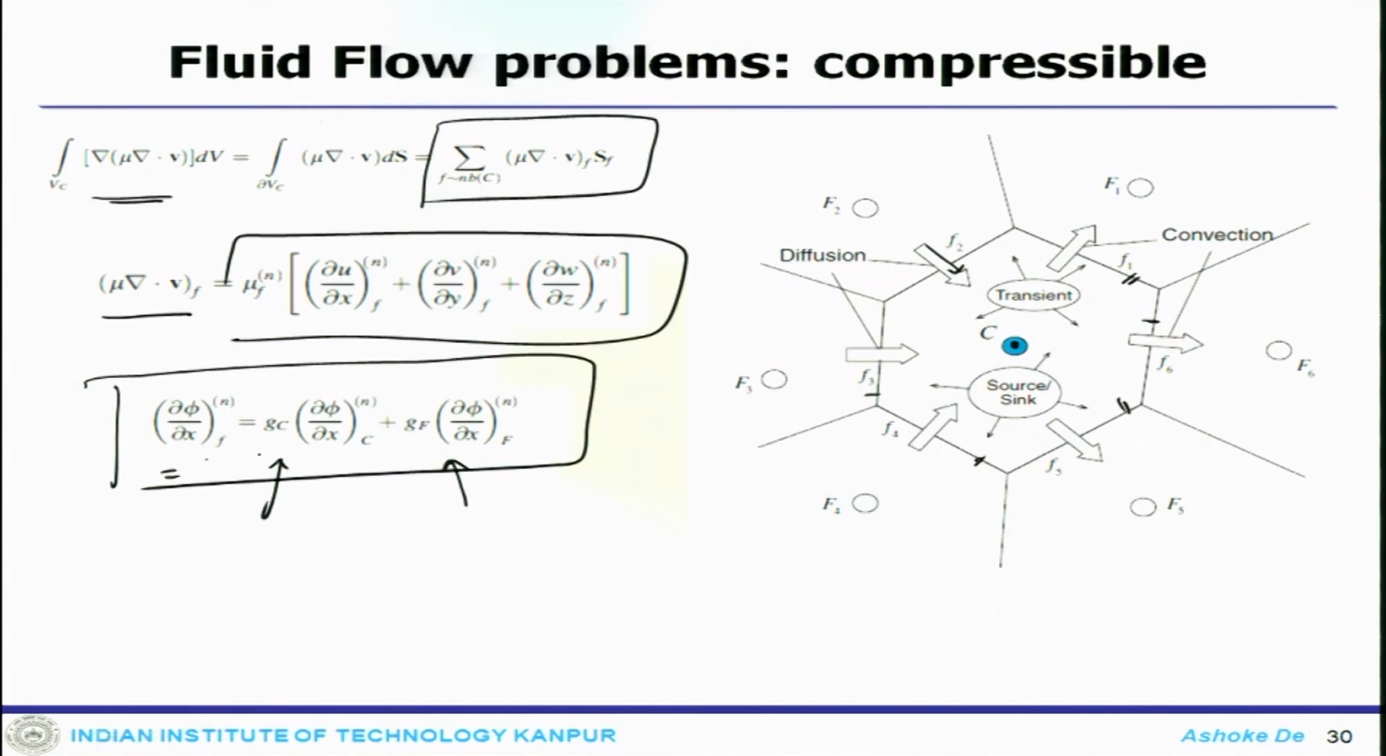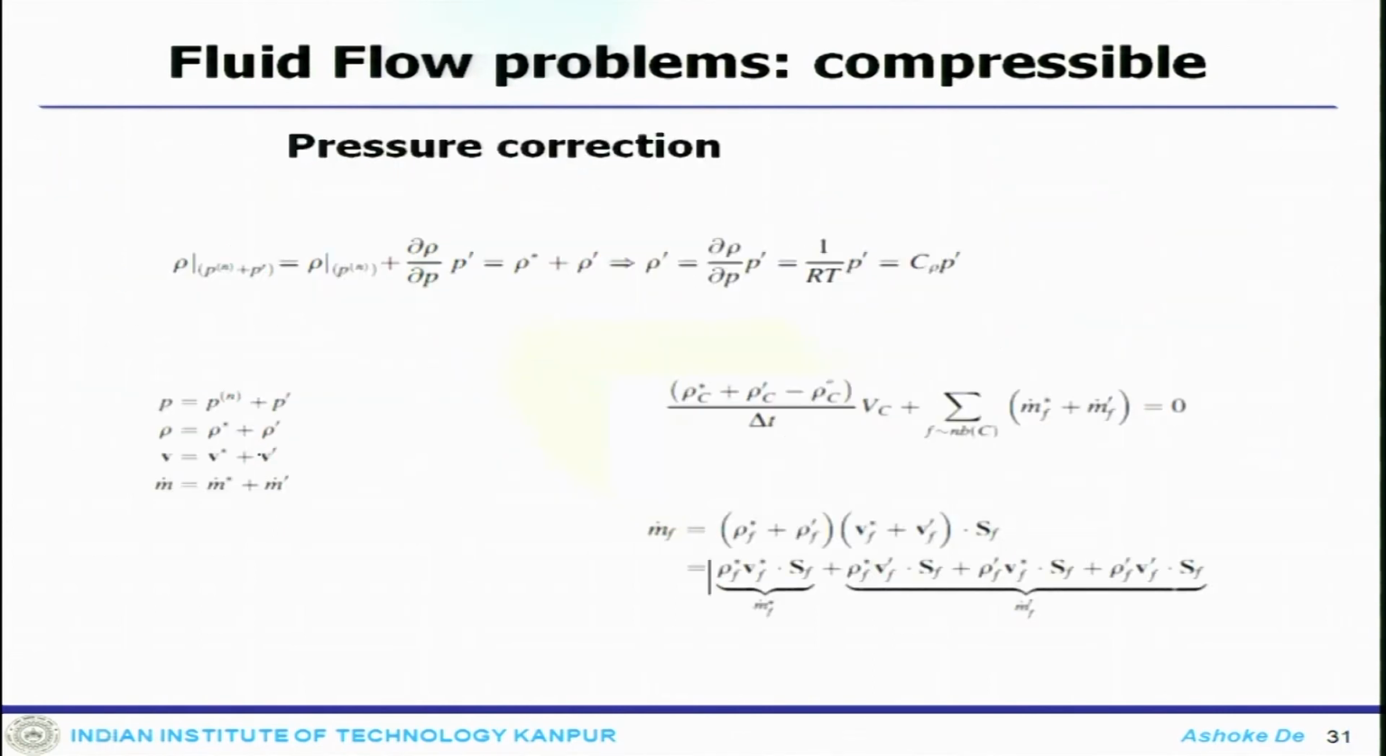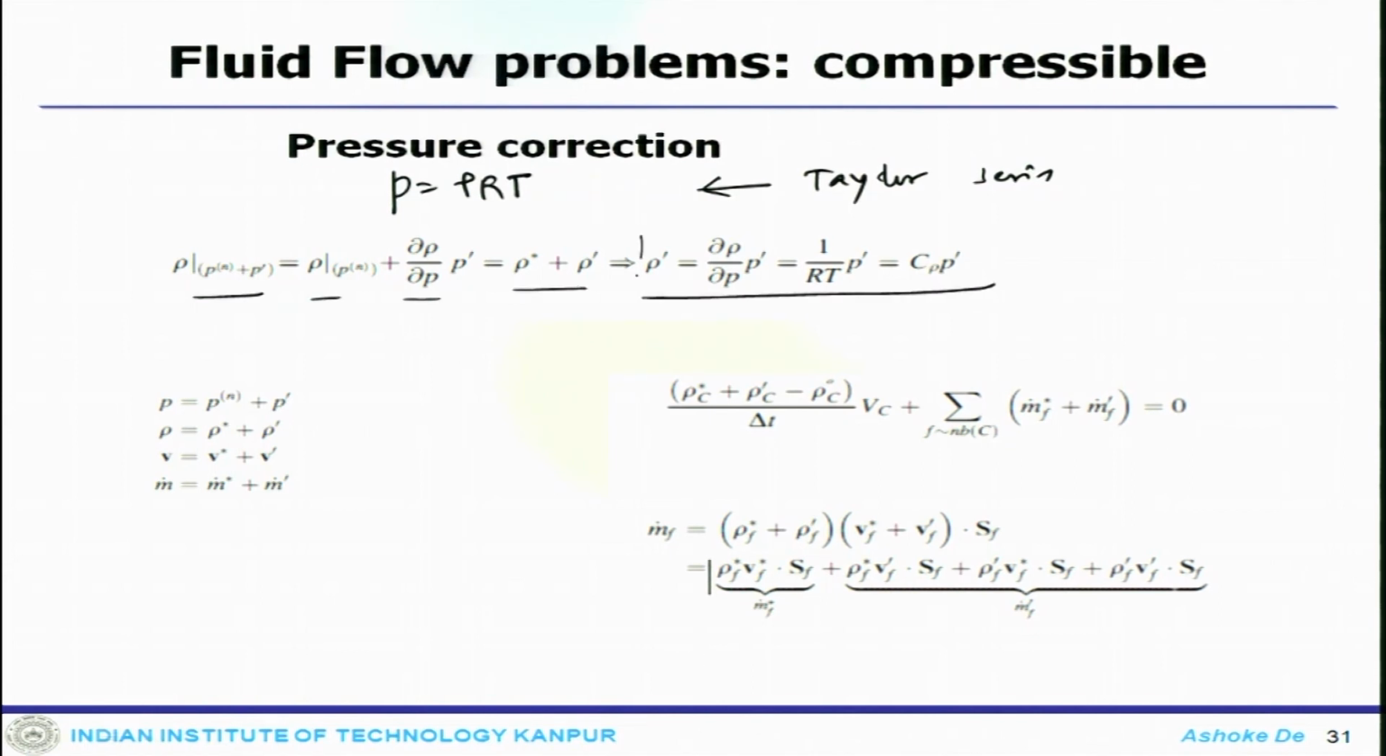Now, how would you derive the pressure correction equation? First, we start with P equals rho R T, and if you use a Taylor series to expand rho, then you write rho equals rho star plus rho prime, where rho prime becomes C p prime like this. Similarly, you have the corrections of the velocity and pressure field: the previous pressure plus correction, density, velocity, and mass flow rate.